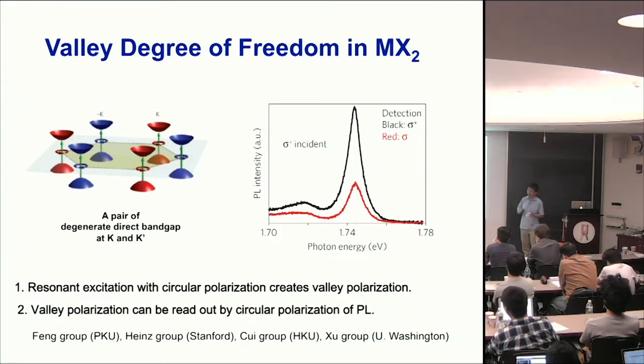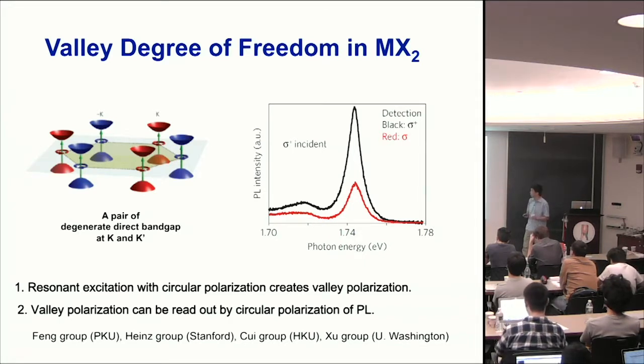Not only can you excite a specific valley, you can also detect which valley the exciton is in through its photoluminescence emission. By looking at the circular polarization of the emission, we know where the excitons are. We can also use circularly polarized light below the band gap to generate a pseudomagnetic field to manipulate the valleys further. So these are some known facts about monolayer transition metal dichalcogenides.